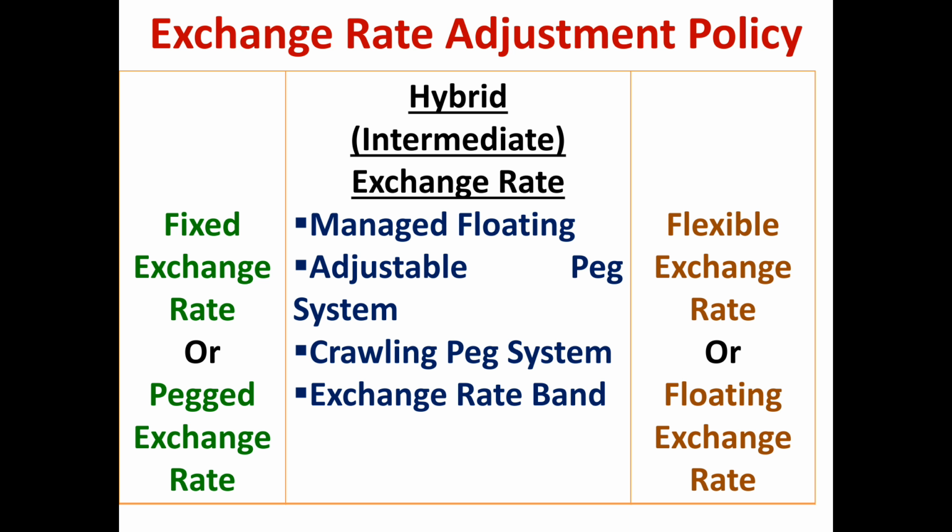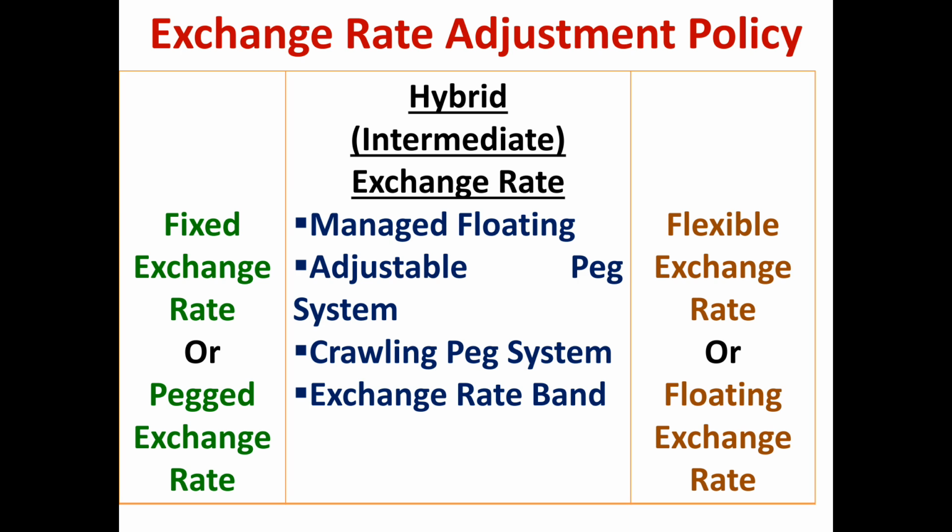Now we are shifting our focus to exchange rate adjustment policy. Broadly speaking, there are two broad regimes of exchange rate. One, the fixed exchange rate, the other, the flexible exchange rate. Fixed exchange rate is also known as pegged exchange rate. Flexible exchange rate is also known as floating exchange rate. But there are certain exchange rates which we call hybrid or intermediate exchange rates that have the features of both fixed and flexible.